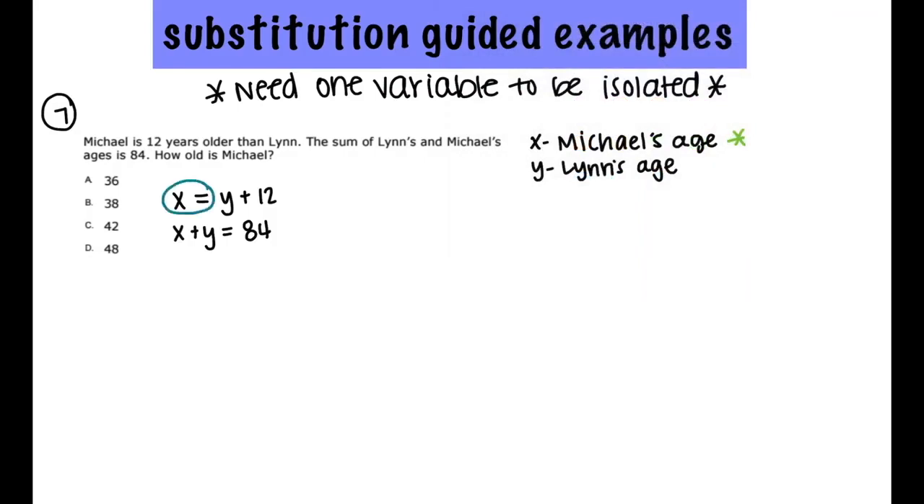Well, I need to check if I want to use substitution for this. I need to make sure that I have a variable isolated. Since I have x equals, we can go ahead and use substitution. So now I know x is the same thing as y plus 12. So in the other equation, I can plug in y plus 12 for x. Okay, so I'm going to put that in parentheses, y plus 12, and finish that equation.